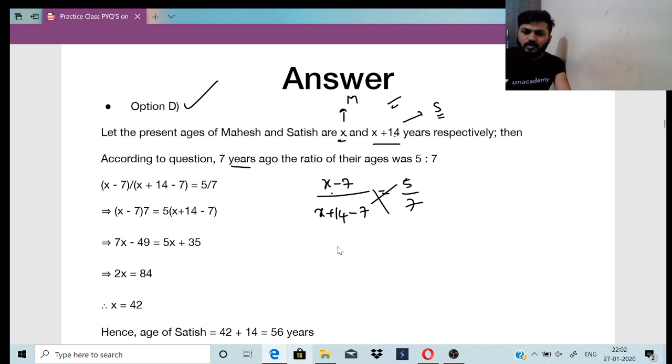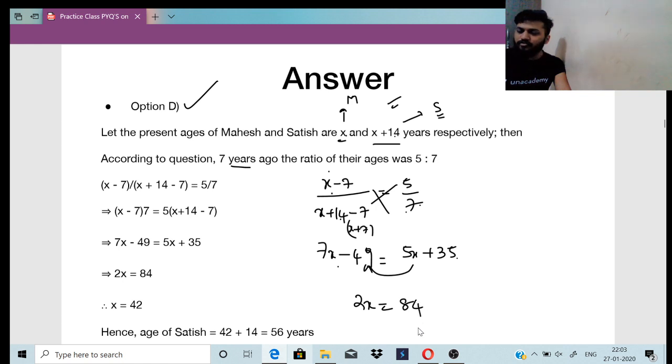Cross multiply करो. So basically this is 7x minus 49 is equal to 5 times x plus 14 minus 7, which is x plus 7, so this becomes 5x plus 35. 5x को इस साइड डालो. 7x minus 5x is 2x. 35 plus 49 is 84. So x equals 84 by 2, sorry, 42.